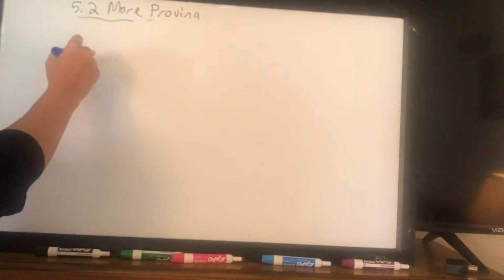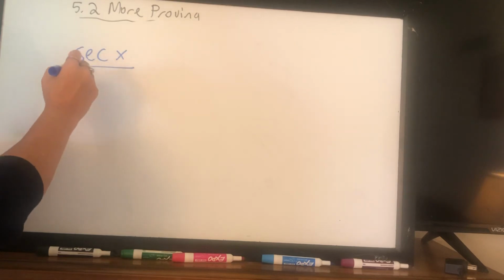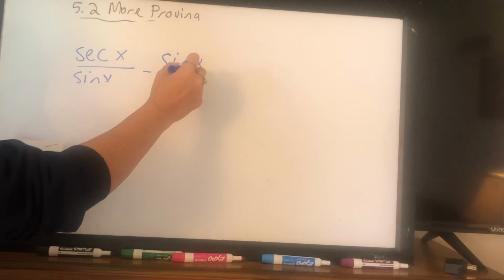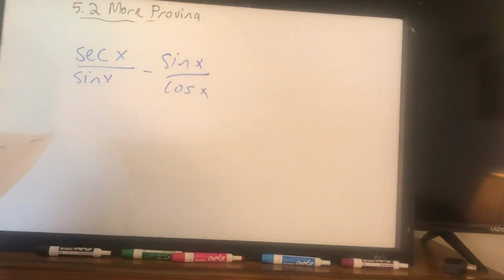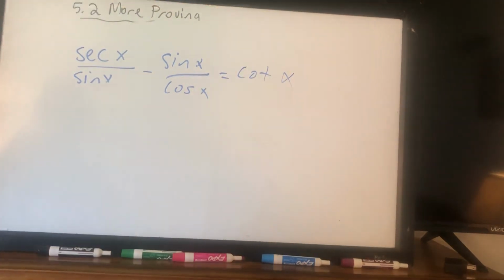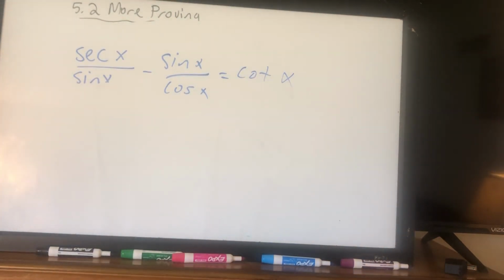We've got secant x over sine x minus sine x over cosine x. And all that mess has to equal cotangent x. Now, obviously, guys, we got a lot to do on that left side, right? Couple different ways we can do this. Trying to think the best way. All right, we're going to switch everything into sines and cosines.